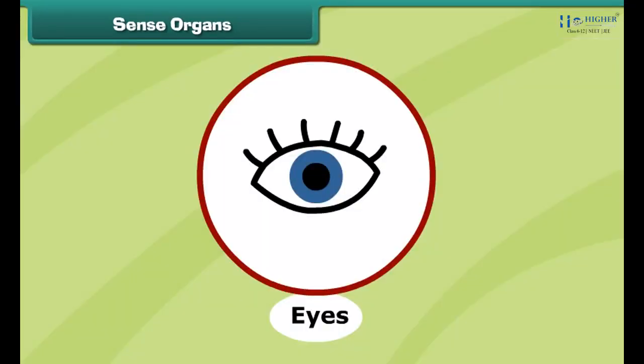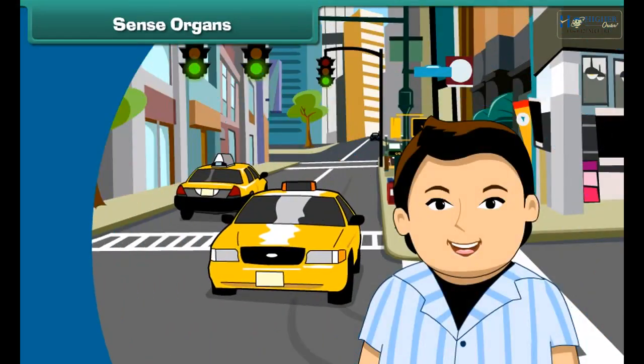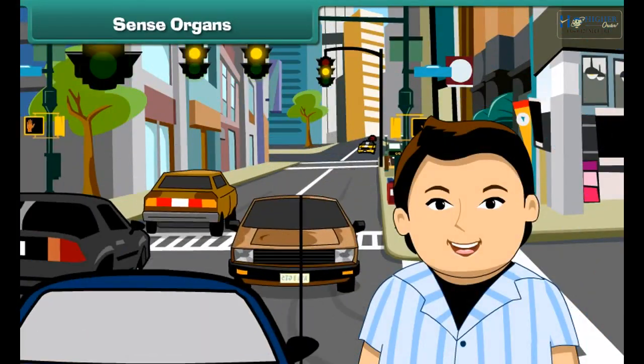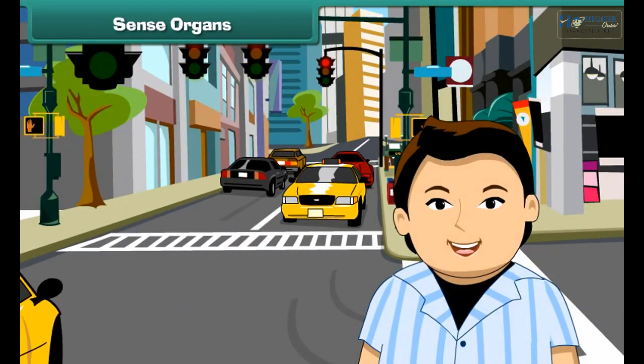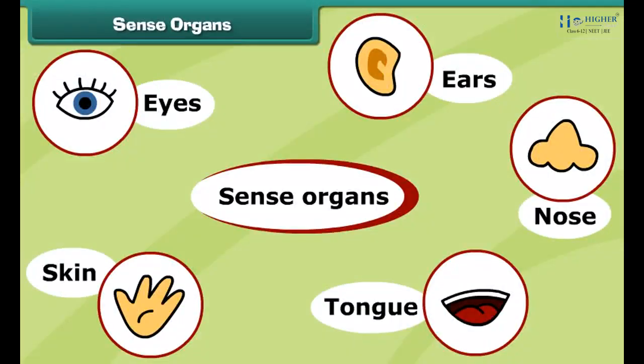Now we start with our eyes. With the help of eyes, we can see the beautiful world around us. Now let's know about ears. We have 2 ears on each side of our face. The ears help us to hear sounds in our surroundings. Friends, let's move on to the next sense organ.